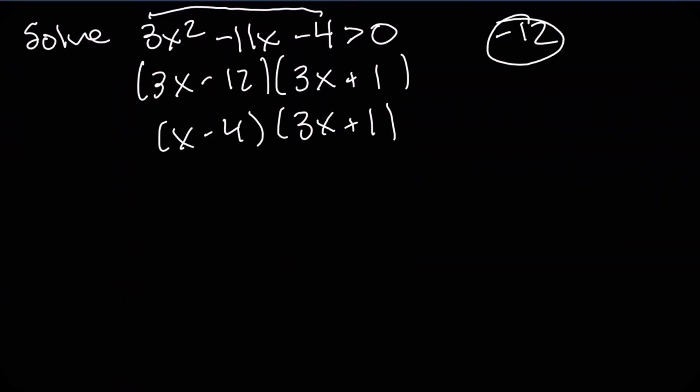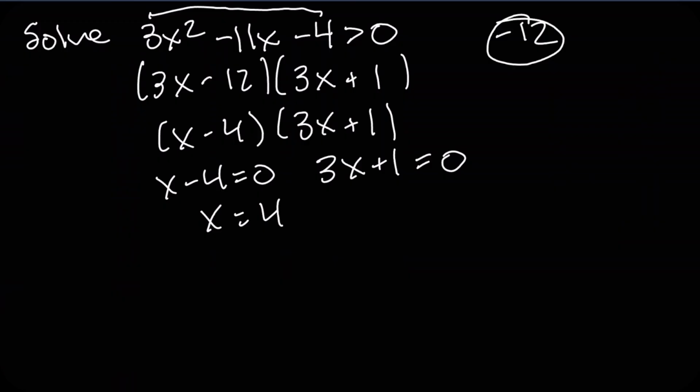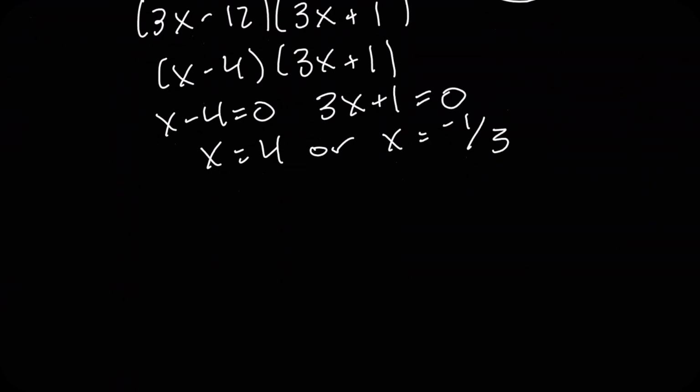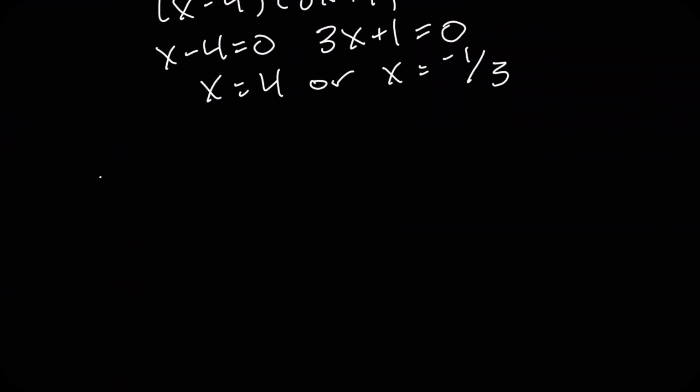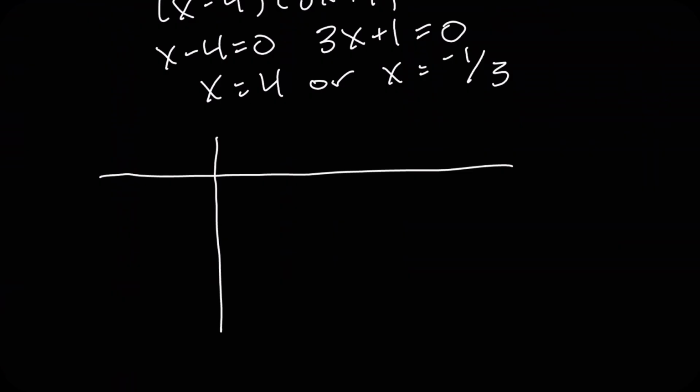And now we can go ahead and set these equal to 0. So x minus 4 equals 0, and 3x plus 1 is equal to 0. So we'll be left with x equals 4, or x is equal to a negative 1/3. Last thing to do, go ahead and test your intervals and see which ones make sense to include in your solutions.